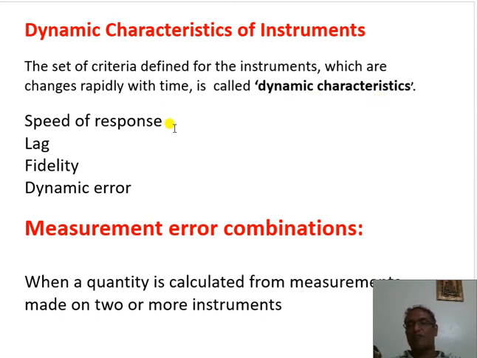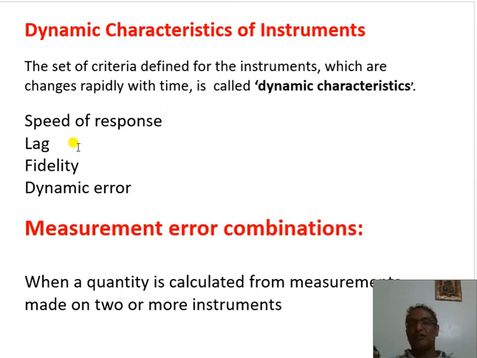The first one is speed of response. A sudden change in temperature should be measured by the sensor. The sensor should respond to the sudden change in temperature, for example from 30 degrees centigrade to 31 degrees. The speed at which the device measures the value is called speed of response.